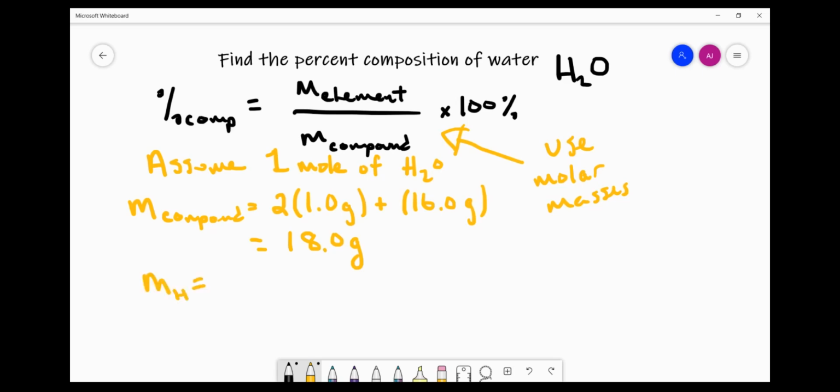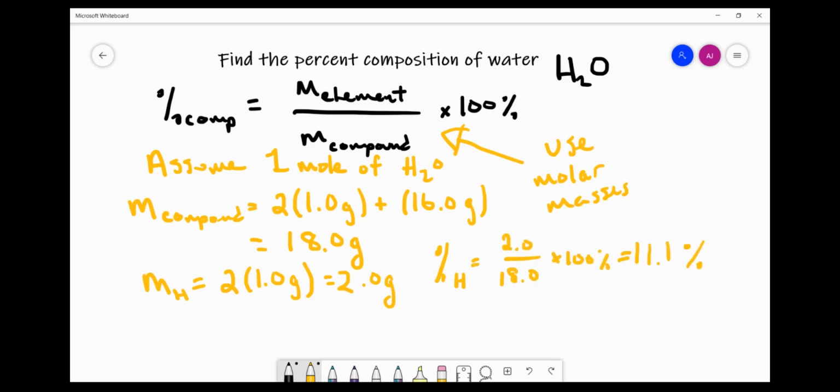Now we also need to have the mass of the element. Well, in water, there are 2 hydrogen atoms. So in the 18 grams of 1 mole of water, 2 of those grams are due to hydrogen. Let's now calculate the percent of hydrogen. So the percent by mass of hydrogen in water is 11.1%. We'll stick with 1 decimal place with these percent compositions.